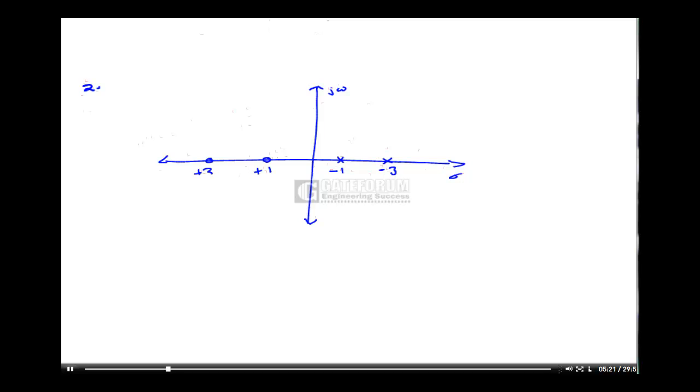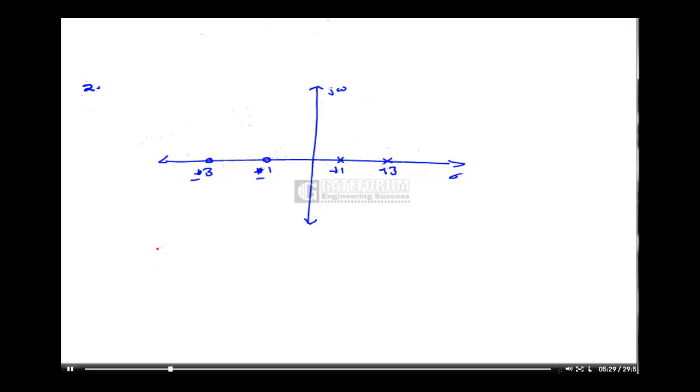Another problem. See, again in this, the location of poles and zeros is given. Generally if a question comes in the GATE exam, it will be like this only. Two poles are lying on the right hand side and two zeros are lying on the left hand side of the S plane. Okay, sorry, this is plus 1, plus 3, and this is minus 1, minus 3.